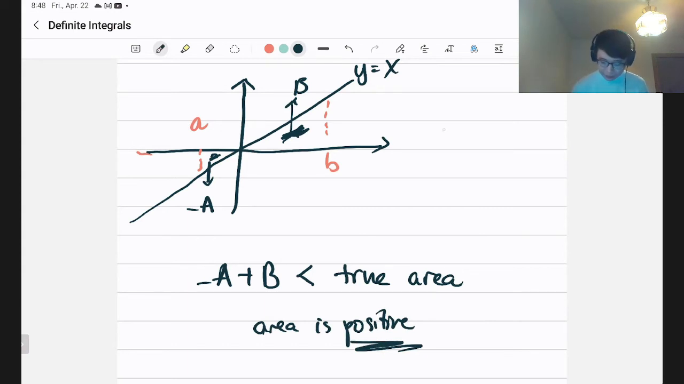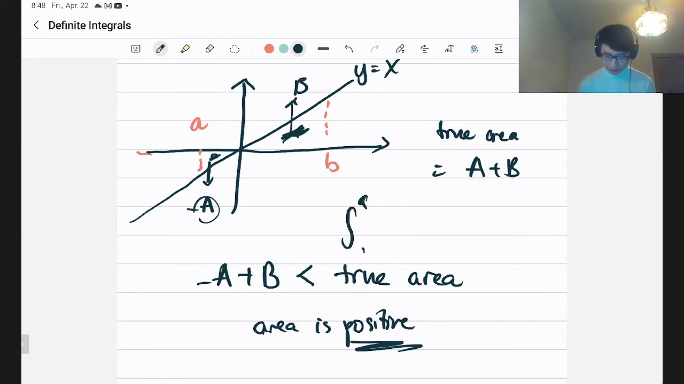The true area, how we're going to measure it, is we turn this negative A back to A, so A plus B. But if I integrate from A to B of this function f of x, then I get negative A plus B. All right, so these two are completely different.